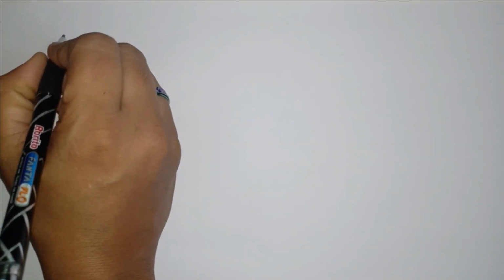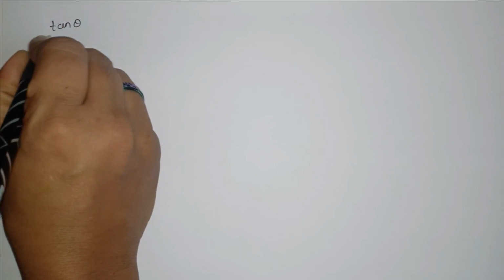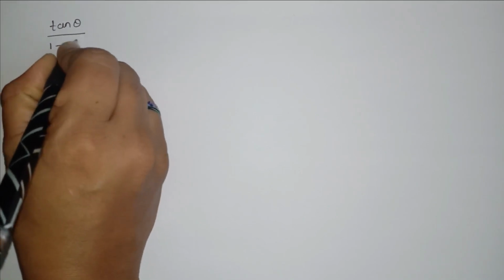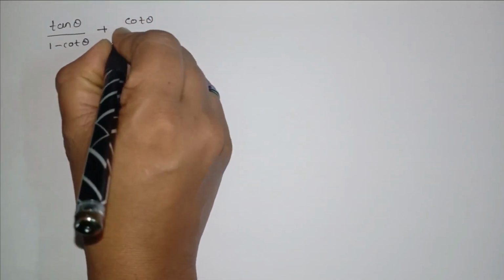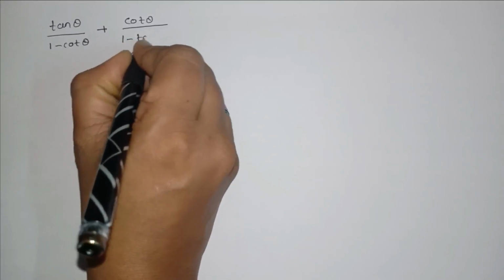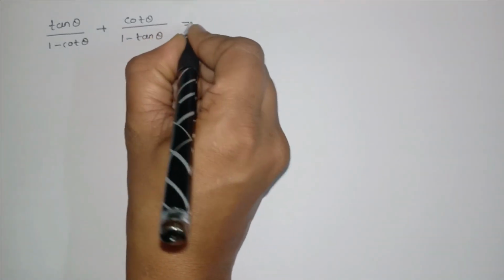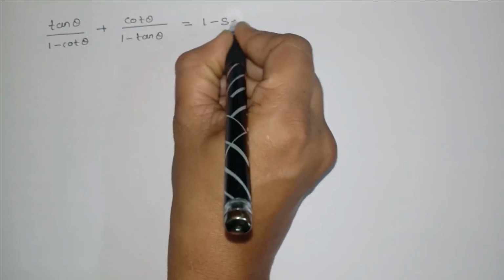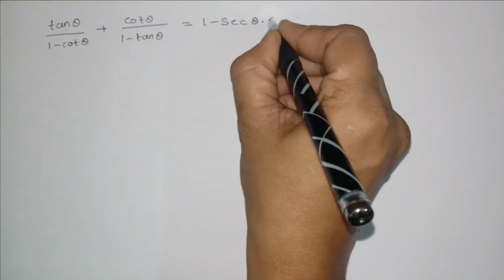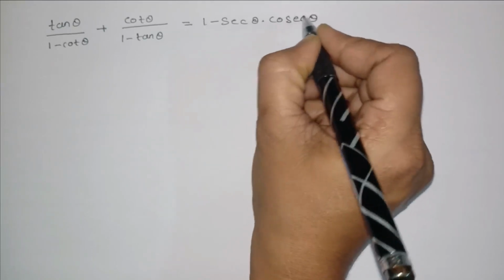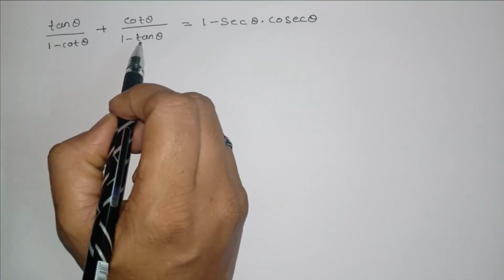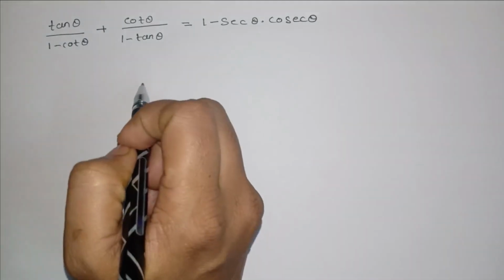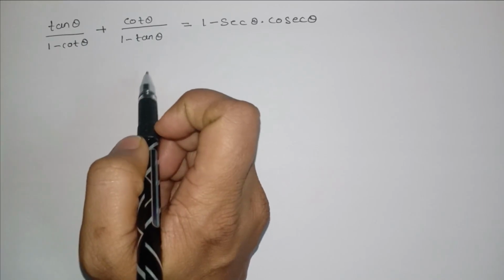It is a prove that type of question. Tan theta divided by 1 minus cot theta plus cot theta divided by 1 minus tan theta is equal to 1 minus sec theta into cosec theta. So this is nothing but a prove that type of question: prove LHS is equal to RHS.